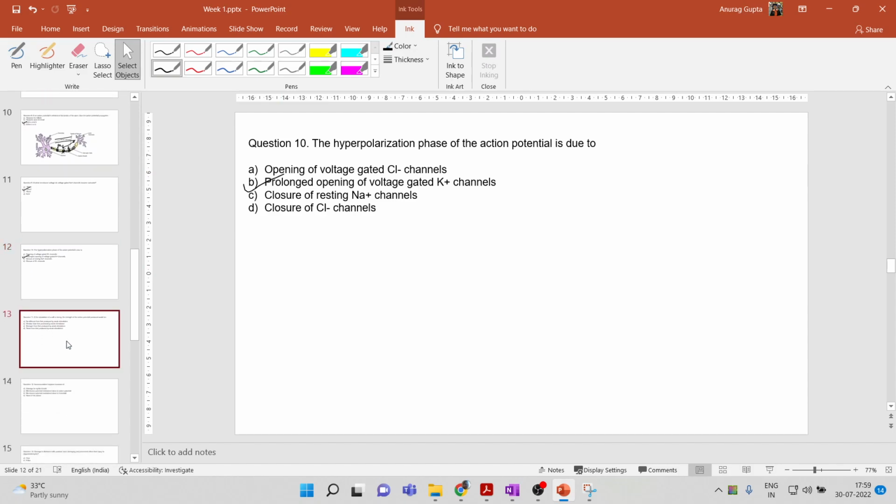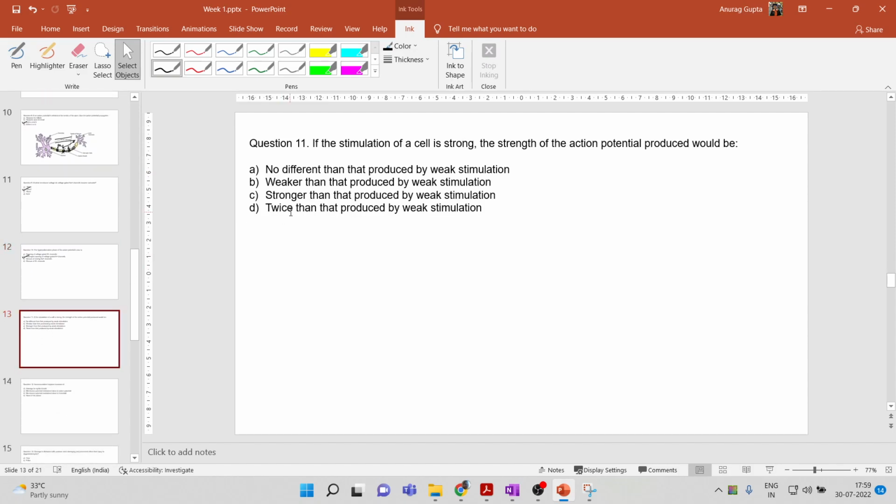Going on to the next question. If the stimulation of a cell is strong, the strength of the action potential produced would be... So, okay, this is the 11th question. After this question, we'll take a break of 5 minutes and then we'll come back and finish it in 15 minutes with the remaining questions.